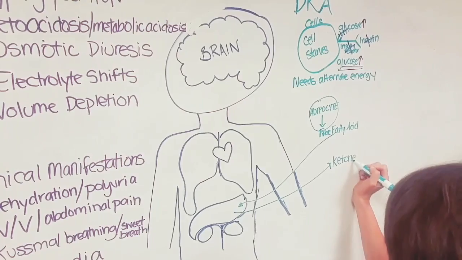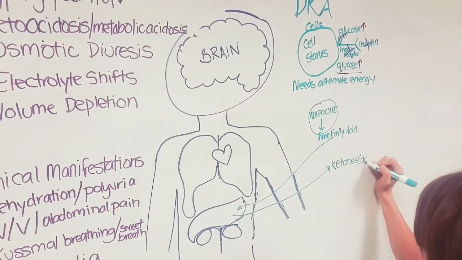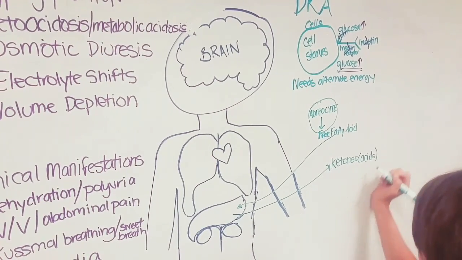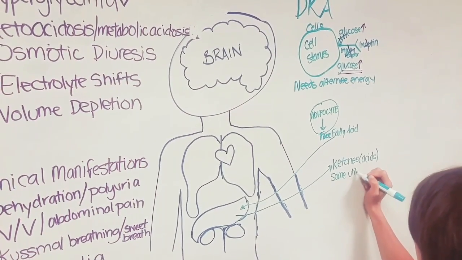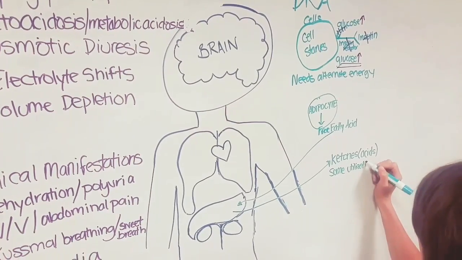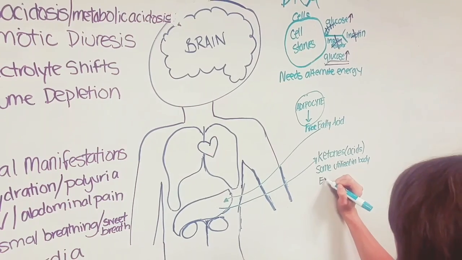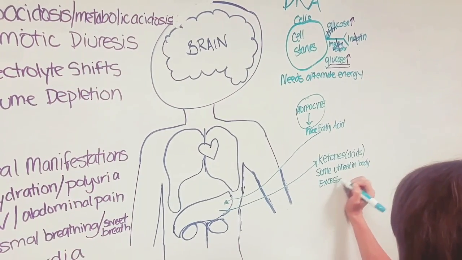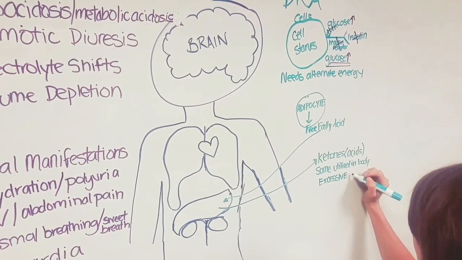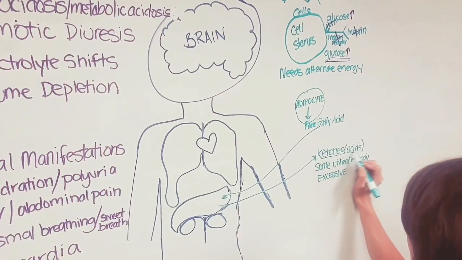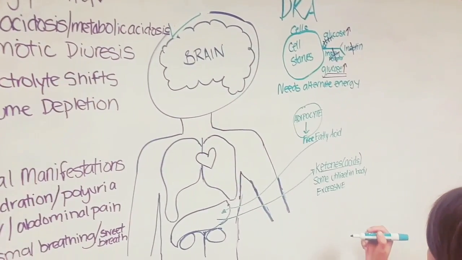Now, it's important to remember that ketones are acids, and the body is starving, so it has a dramatic response. Excessive amounts of ketones are created. Some of them do get utilized, but there's an excessive amount of ketones in the blood, in the body, circulating around, which creates and leads to the second component of the pathophysiology, which is the metabolic acidosis or ketoacidosis.